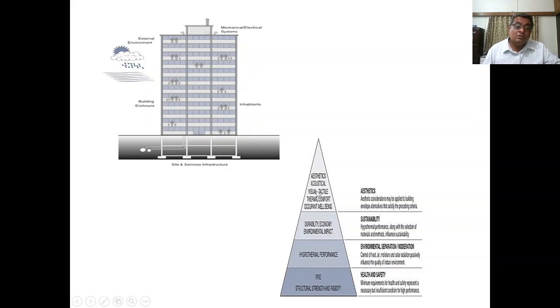Okay, here is another example of hierarchy. At the top: aesthetic, acoustical, visual, tactile, thermal comfort, cooling, leveling, etc. That comes at the top. Then durability, economy, environmental impact, they come in the second part.